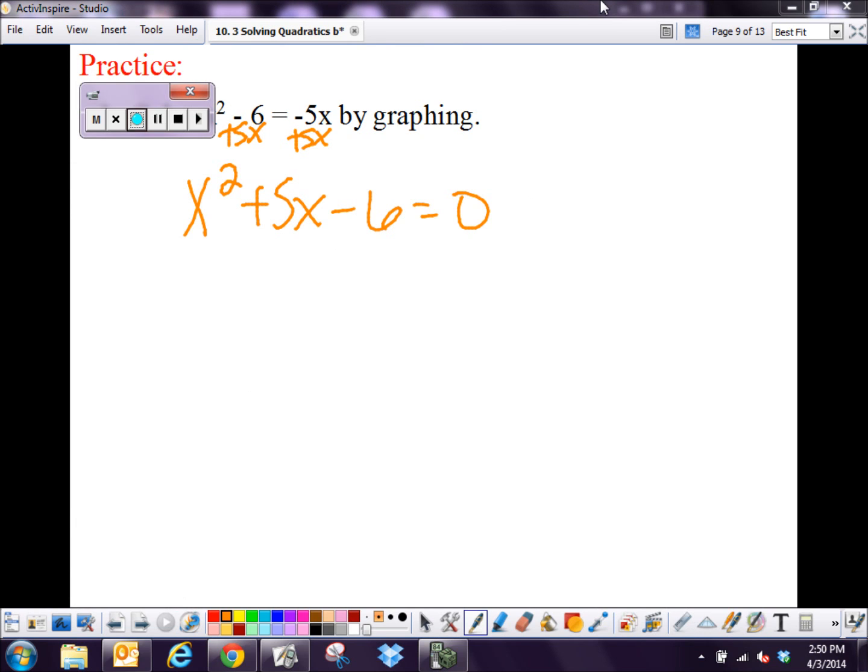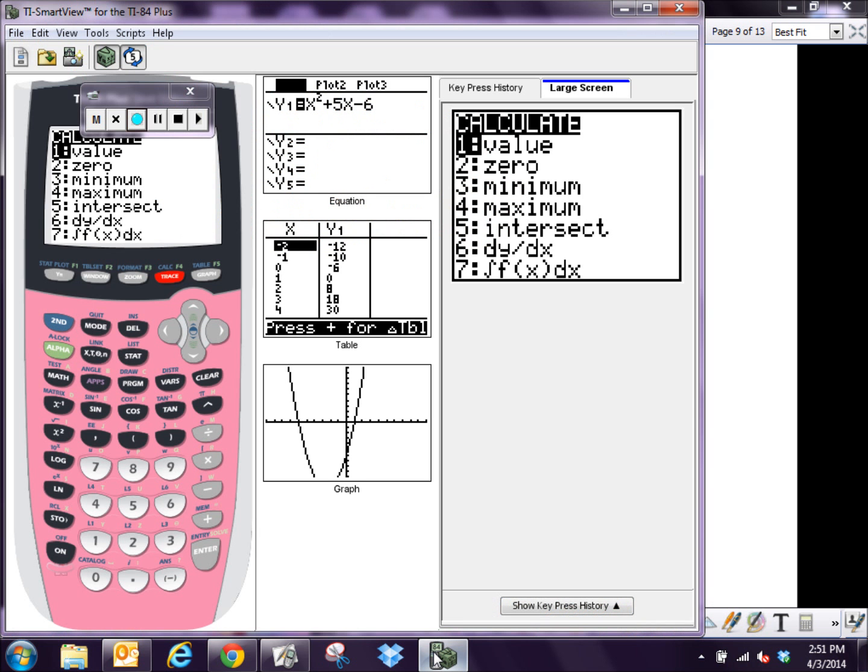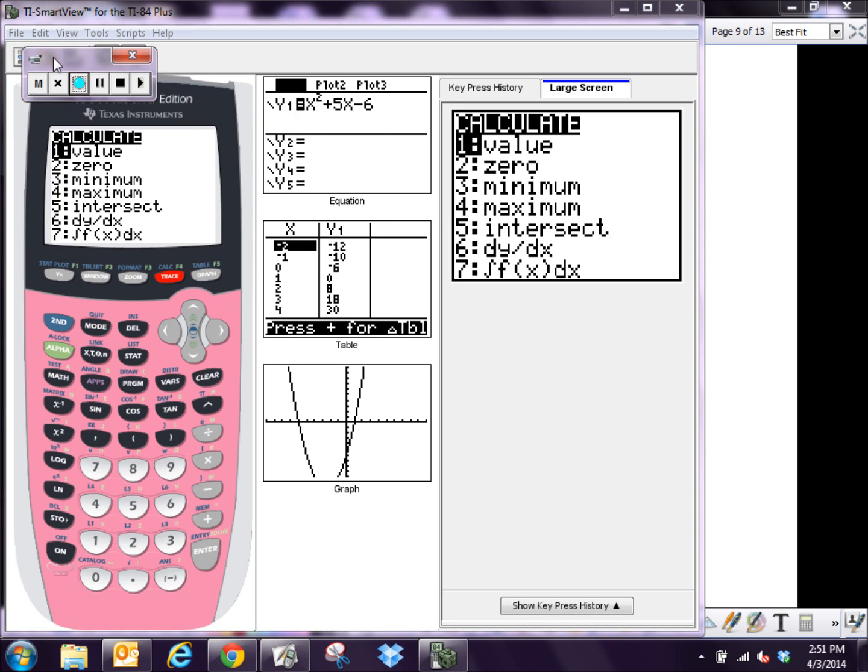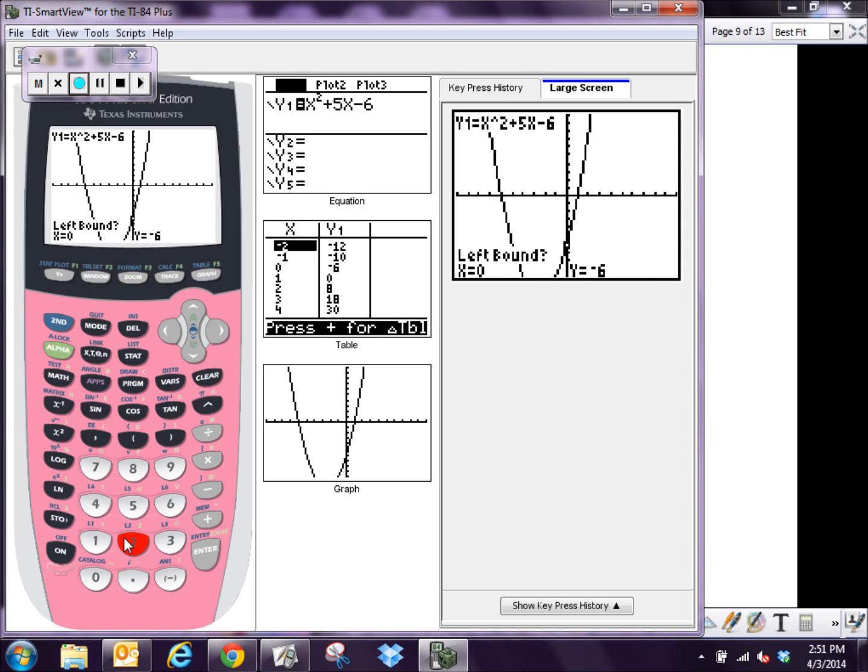Okay, sorry about that. So let's finish up this problem. So we had already typed this in our calculator, and we were starting to find the zeros. Okay, so I'm going to hit second trace. I'm already there. And I'm going to hit number 2 for zeros.